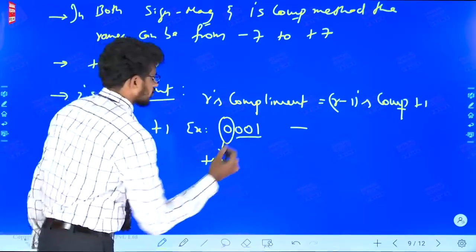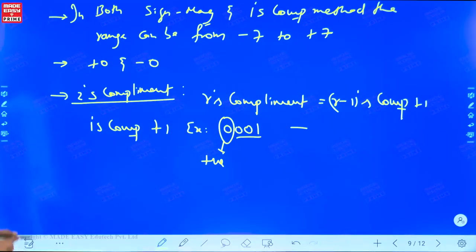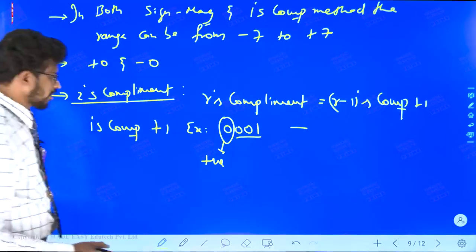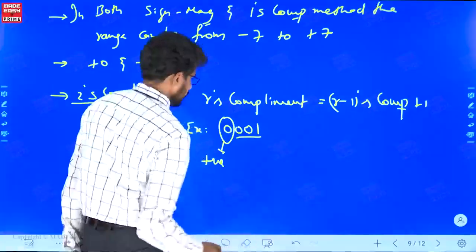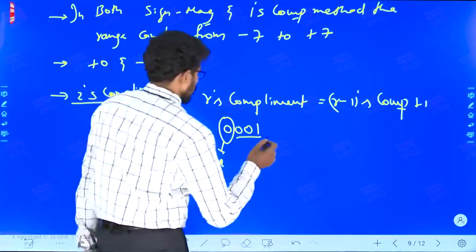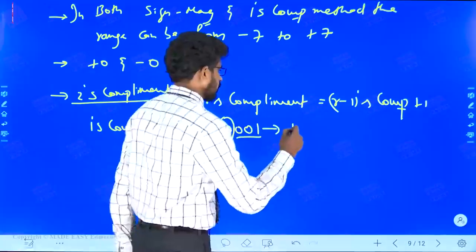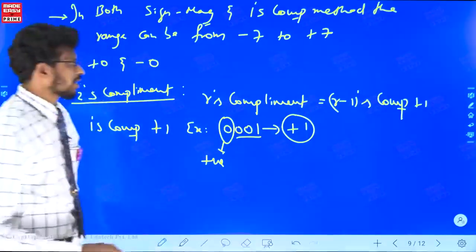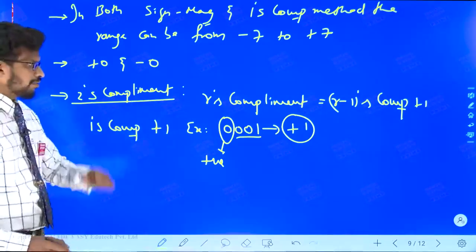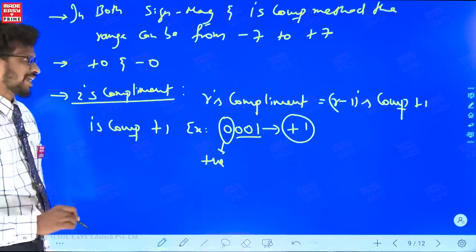This is the data. Accepted? Right. Now observe carefully. So this is 1, positive 1. This is plus 1 with respect to 2's complement. Now, I want to find out what is minus 1.